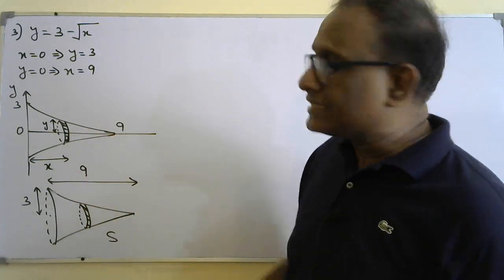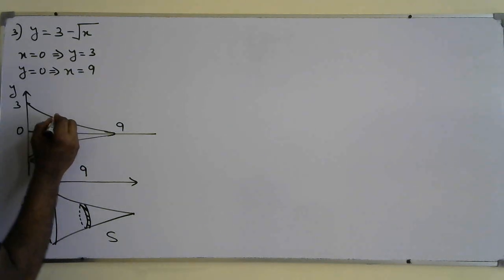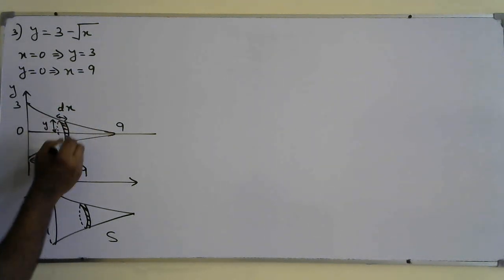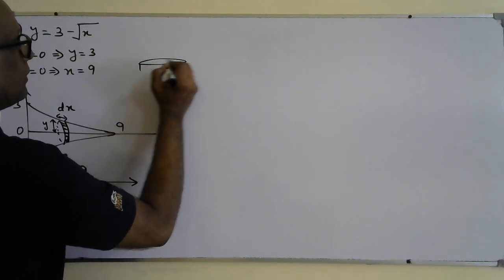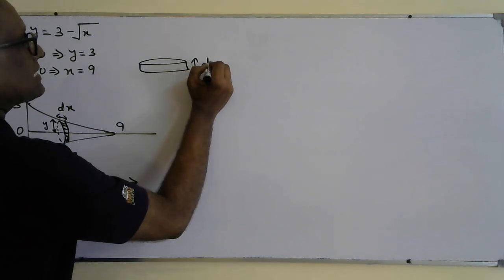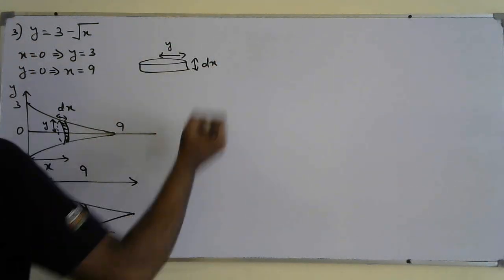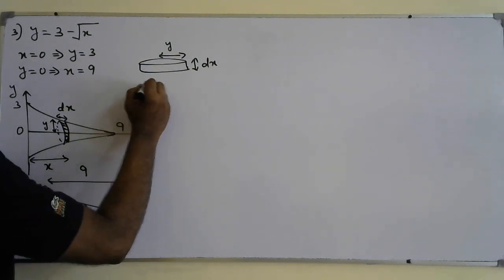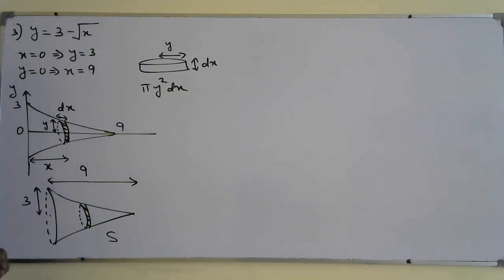You know, the volume of a disc is pi r squared h. Here h is dx. The thickness is dx. Imagine the volume of the disc, something like this shape. The thickness is dx. The radius is y. So the volume of it is pi r squared, that is pi y squared dx. Okay, that's the volume of it.